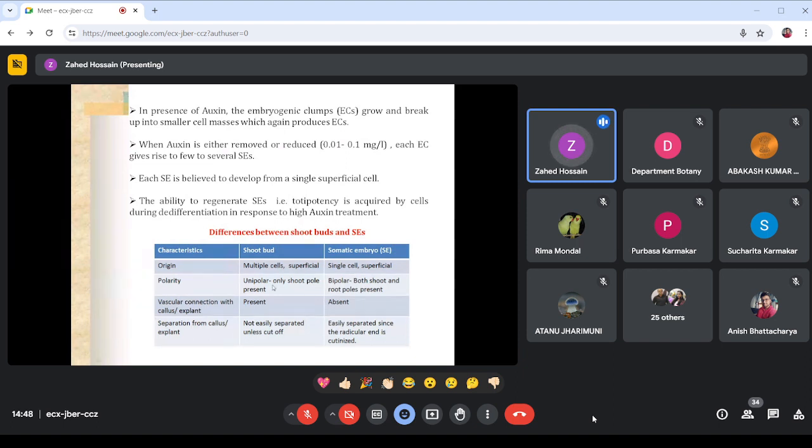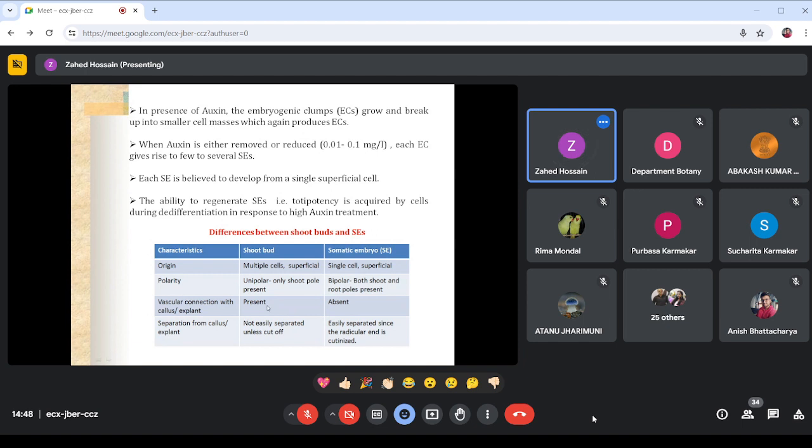Shoot buds, as I mentioned, are unipolar. It has only the shoot pole, or only the upper part. No radicle is there. But here it is bipolar. Both shoot and root poles are there. In the case of the shoot bud, there is a vascular connection with the explant or callus. But in the case of the somatic embryo, there is no such vascular connection.